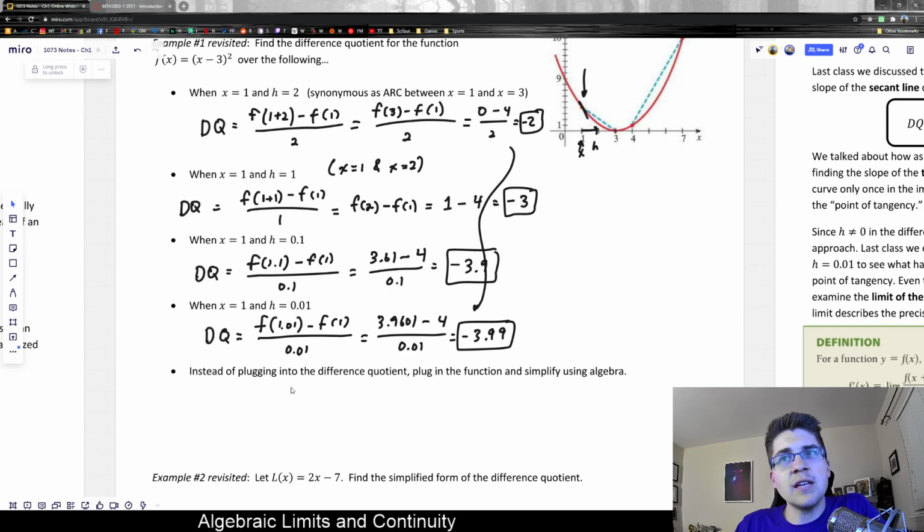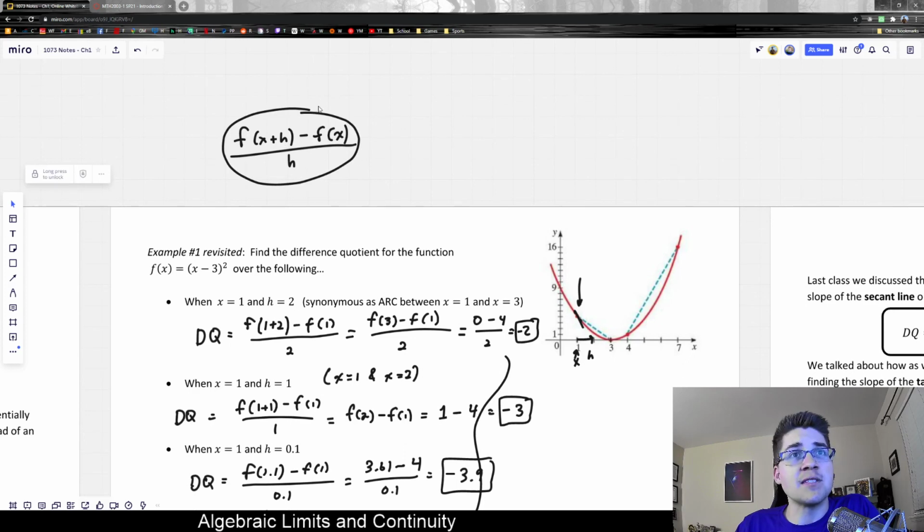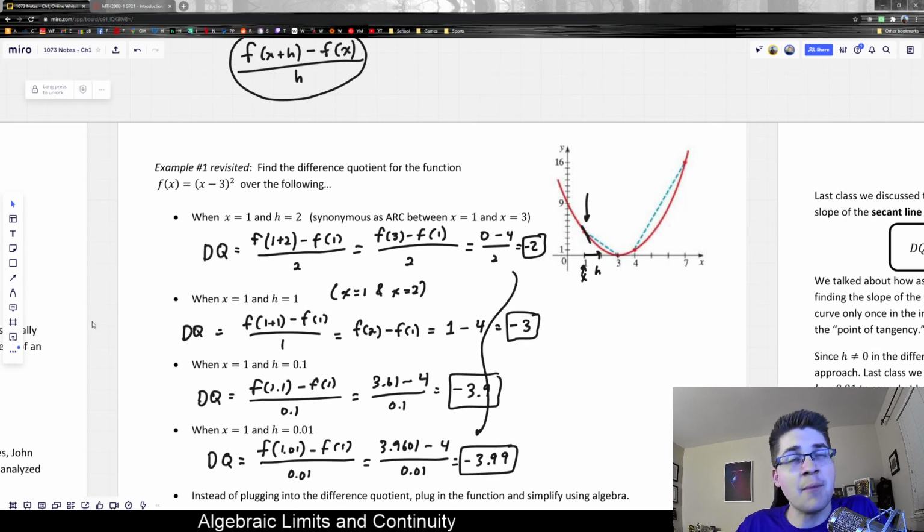So a totally different strategy is figuring out, instead of plugging numbers in, because this takes a bit of math and is tedious, what if we just plug in f of x plus h algebraically speaking? It's much simpler than having to do the math every time. We'll do that in the next video because this one's getting a little bit long.